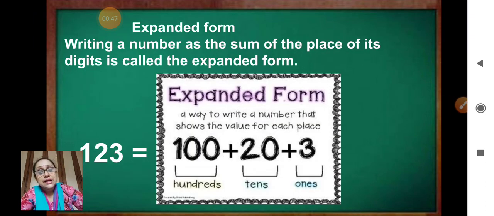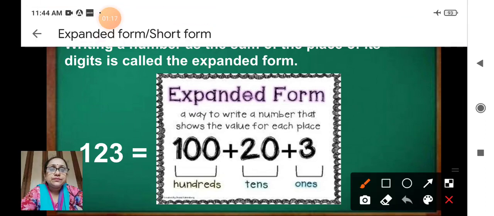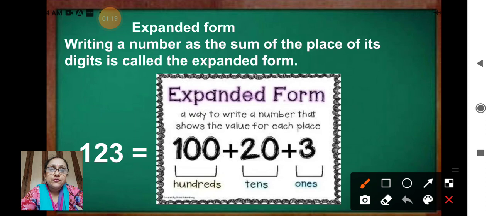Now children, in your last class you remember we have done place value. So what we do in place value? In place value we have to find out which place the digit is, that is in the place of hundreds, tens, ones. Okay, so it will be helpful for you to understand the expanded form. Now expanded form, here you can see: writing a number as the sum of the place values of its digits is called the expanded form.